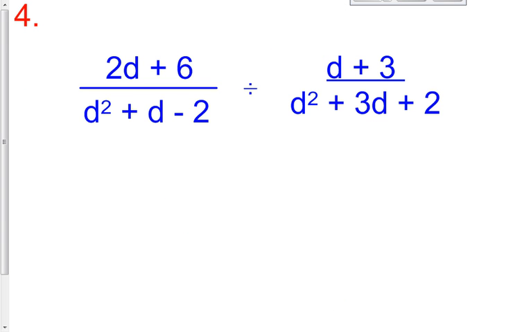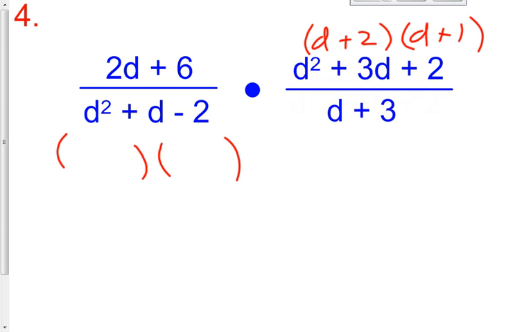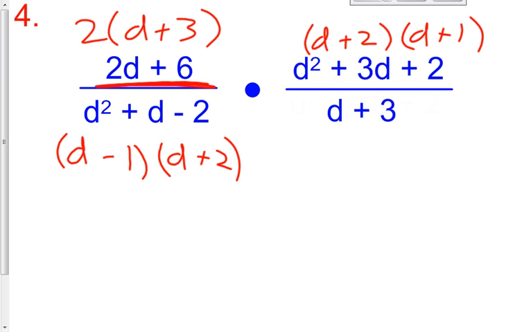On to number 4. We're going to multiply by the reciprocal. And then whenever you see a trinomial, you're going to try to factor it. So form two different parentheses, d multiplied by d, a positive 2 and a positive 1. Here you have another trinomial. d times d, a positive 2 and a minus 1. Right here, hopefully you see that a GCF can be taken out. That greatest common factor is 2.